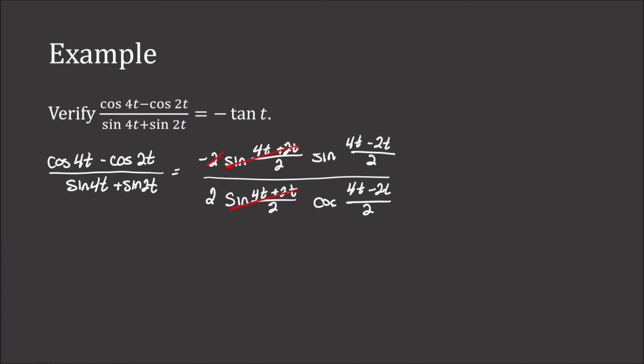Now what we see, they will drop out. The 2's will drop out. We're left with negative sine of (4t minus 2t) over 2. So 4t minus 2t is 2t, over 2. This is sine of t over cosine of t, and that is negative tangent of t.